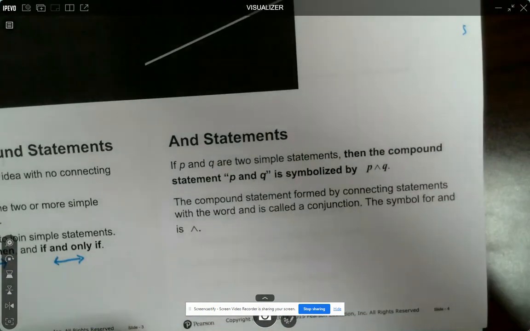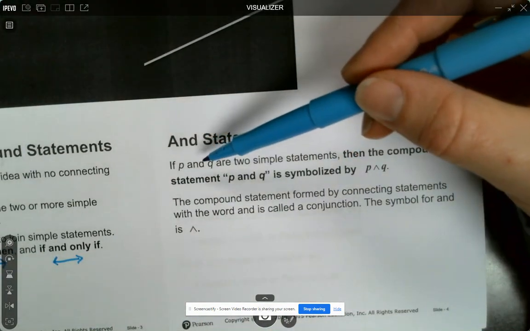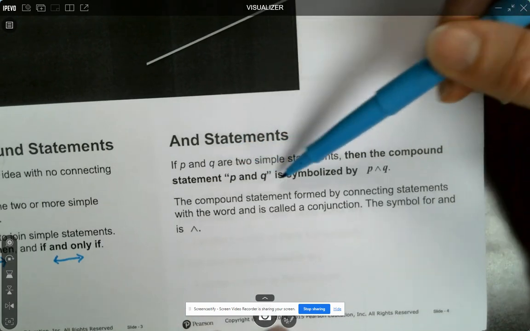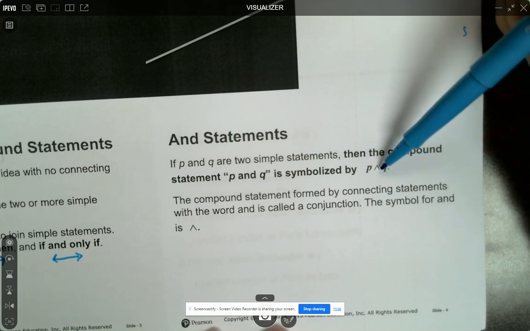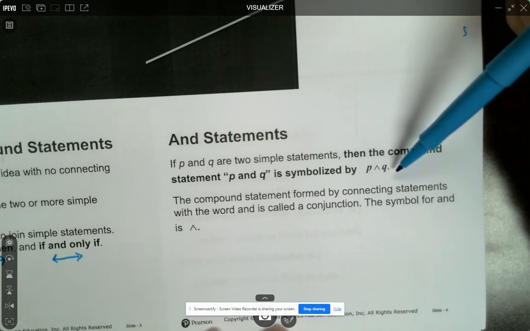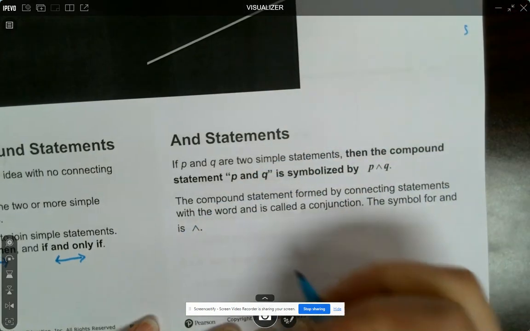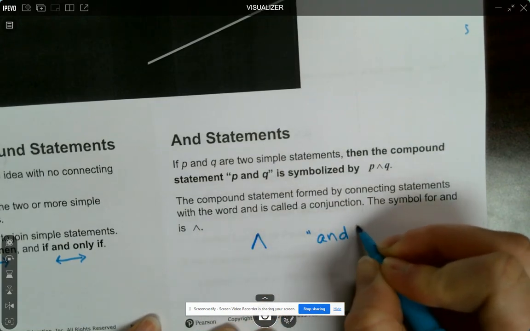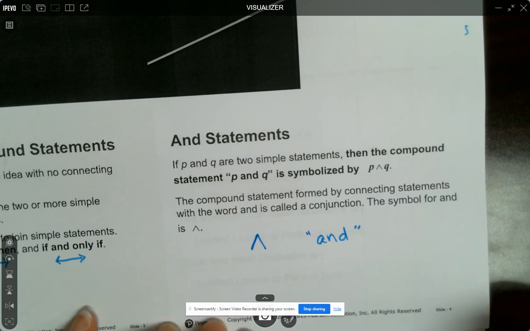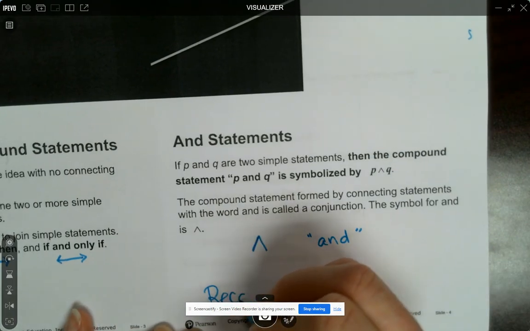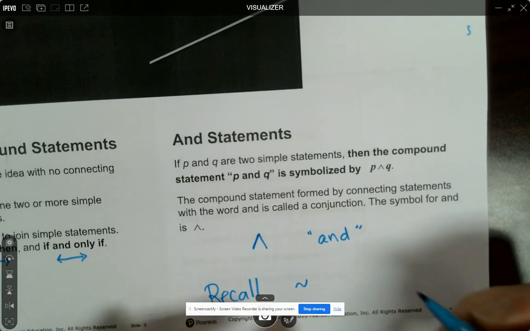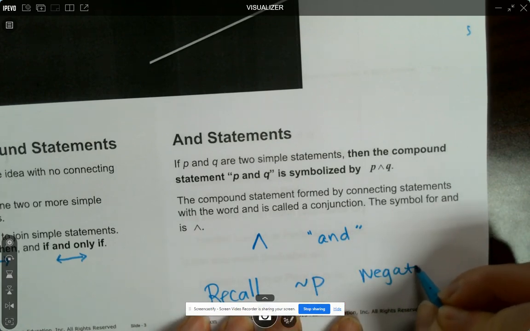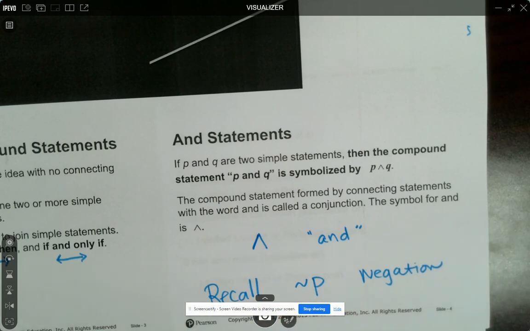So let's first look at the and statement. If P and Q are two simple statements, then you can do the compound statement of P and Q, symbolized by P upside down V Q. The symbol is the upside down V. So I'm going to put this here. I do want you to recall that we use the little squiggly to represent negation, because we'll be using that also.